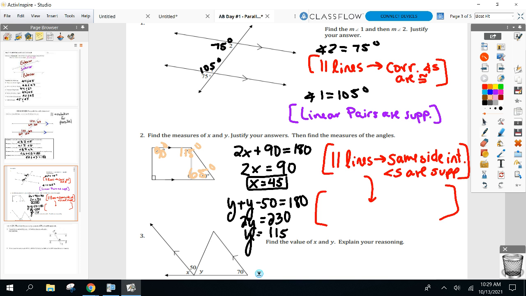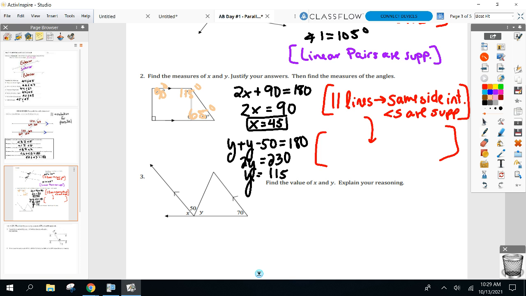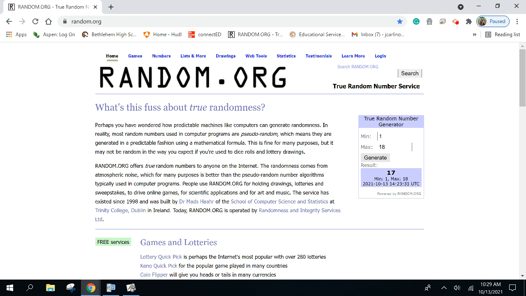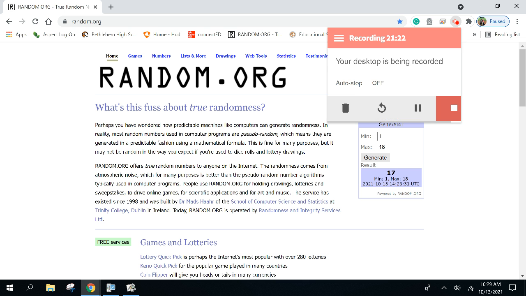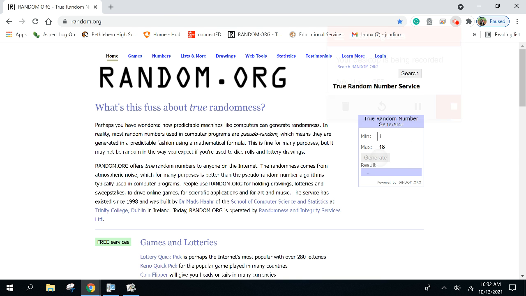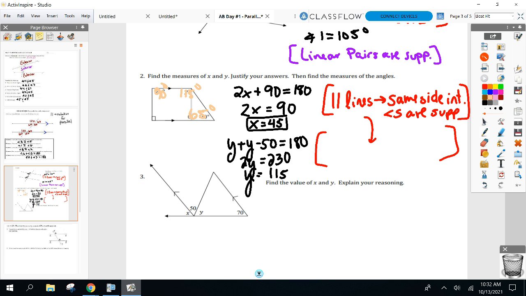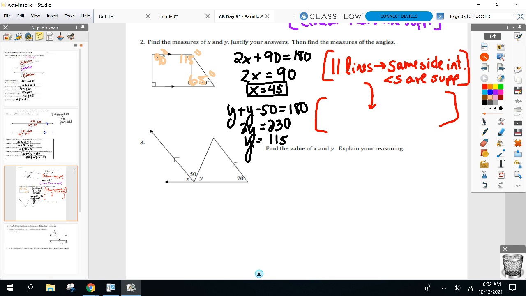Okay, now it's time for you guys to think. This one's going to be a challenging one. You have the parallel lines. Find x and y for me. Go ahead. Discuss it with your group. See what you can do. All right, Josh, talk to me. What variable do you want to start with? X. Got it.